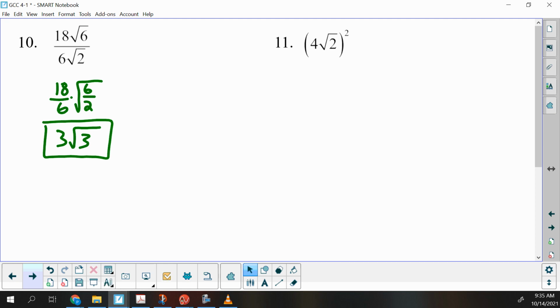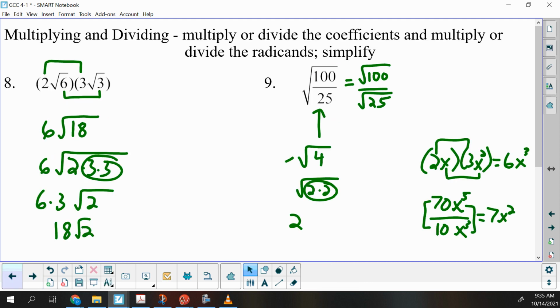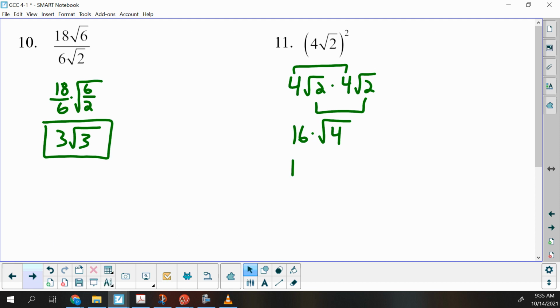Next, we want to do 4 square root of 2 squared. Well, squaring something is multiplying by itself. So let's write it out twice. We're going to multiply the front numbers. We'll multiply in the radical. So 4 times 4 gives us 16. 2 times 2 gives us square root of 4. Well, we just saw in a previous problem that square root of 4 eventually became 2 because it was 2 times 2. So this is really 16 times 2, which is equal to 32.